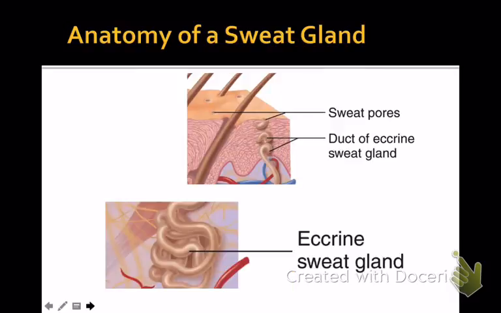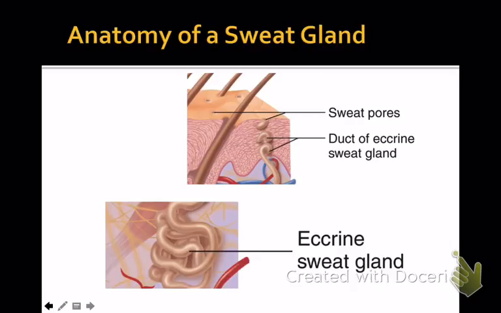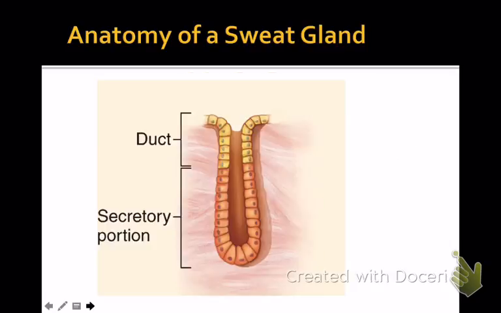What we're going to find is that there are two distinct parts to this. The deeper part of the gland itself has a role to play, and then the duct has a separate role to play. So we have the secretory portion that actually produces the sweat, and then higher up we have the duct to transport it onto the surface, but we're going to find that the duct also is an active player.